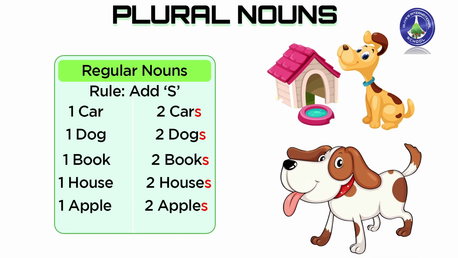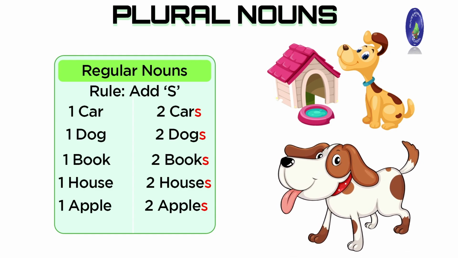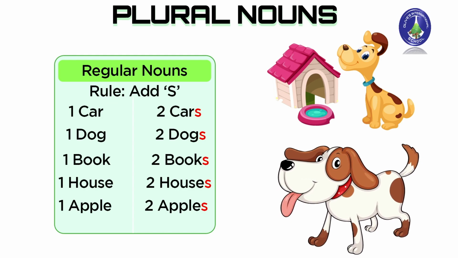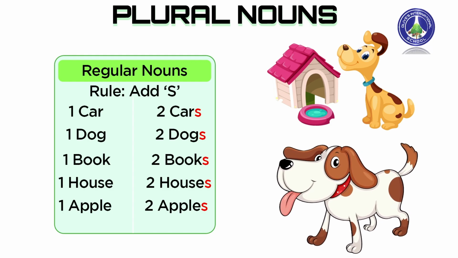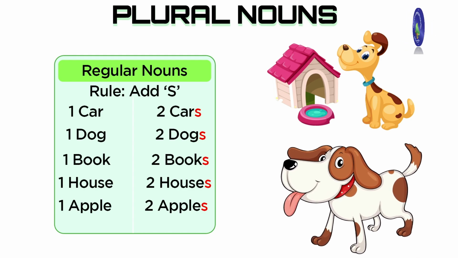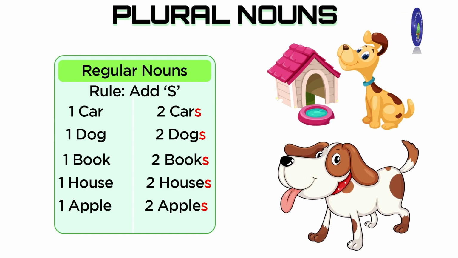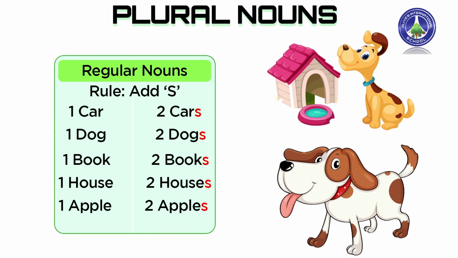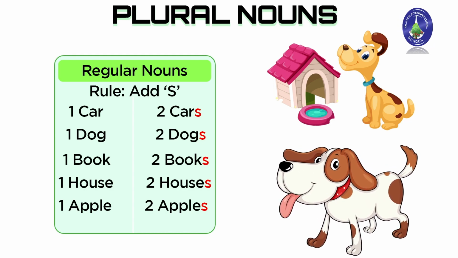For example, you have one car, but two cars. There is an s at the end of cars to make it plural. We have one dog, two dogs, one book, two books, one house, two houses, one apple, two apples. So, we generally put an s at the end of a noun to make it plural. Of course, in English, there are always exceptions.